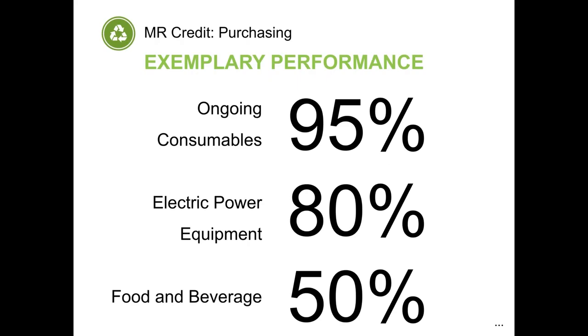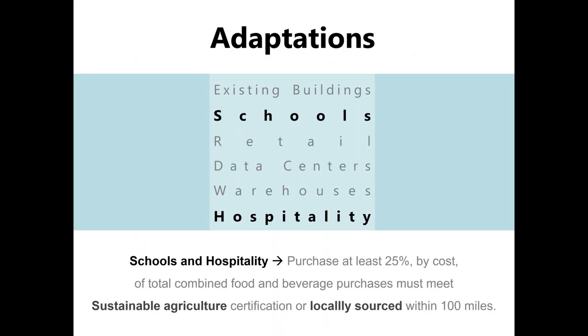There are 3 metrics for exemplary performance in this credit. Definitely remember the exemplary performance percentages for any of your LEED credits. It's definitely something you'll see on the exam. So for ongoing consumables, you'll need 95% compliance, electric powered equipment, 80%, and then food and beverage, 50%. Your adaptation, schools and hospitality will need to purchase at least 25% by cost of total combined food and beverage purchases, meeting those sustainable agriculture guidelines, or locally sourced, which can be pretty tough.